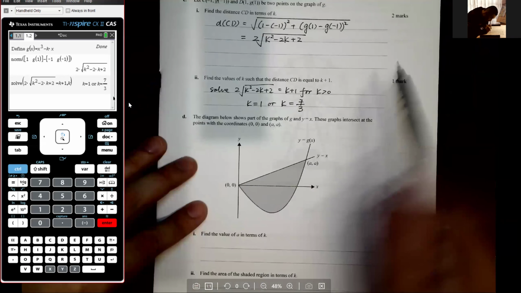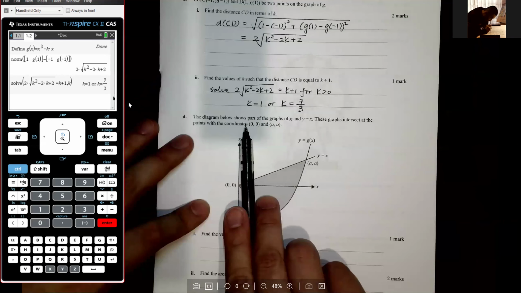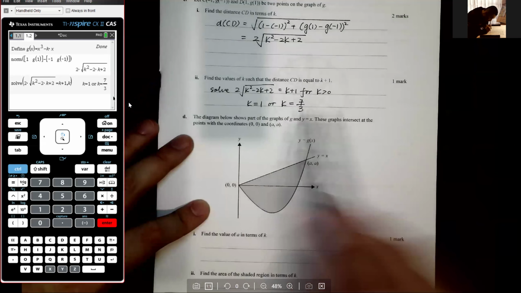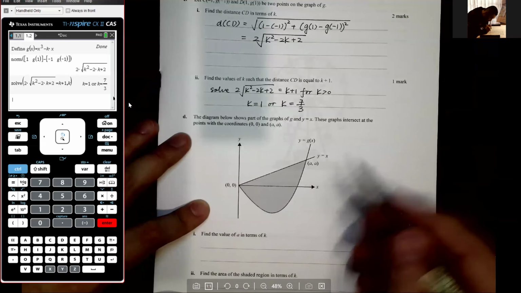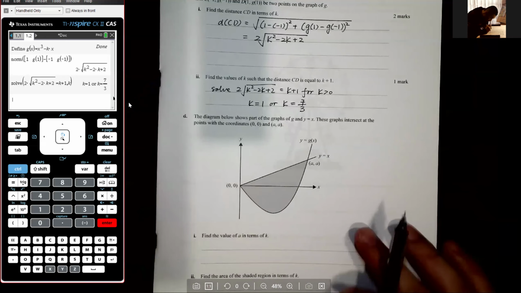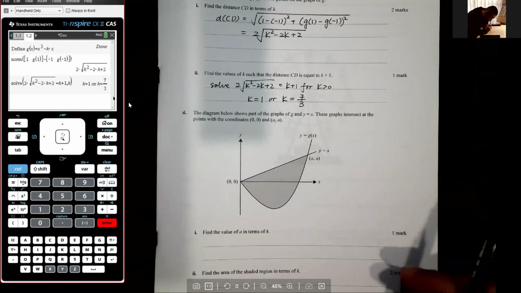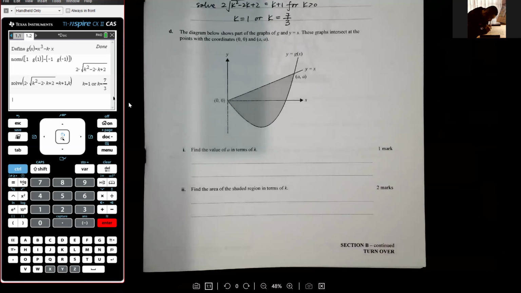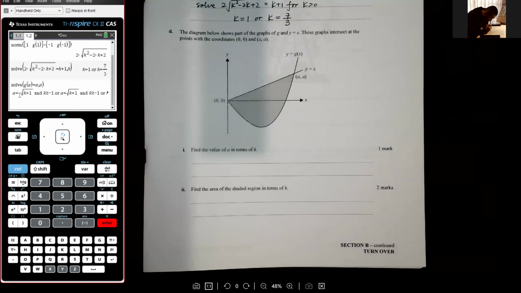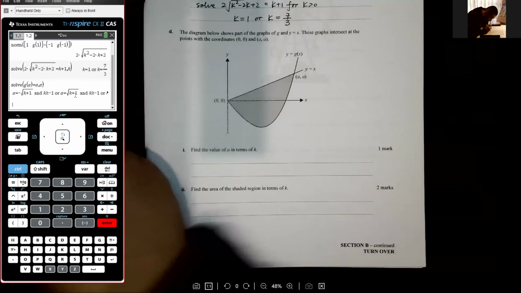And then the diagram below shows part of the graph of g and y equals x. These graphs intersect at a point A, a, and 0, 0. Find the value of a in terms of k, and find the area of the shaded region in terms of k. So basically, you need to find the a value first and set up a suitable definite integral. So we say solve g of a equals a, for a. So you get minus root k plus 1 or root k plus 1, but a is greater than 0.